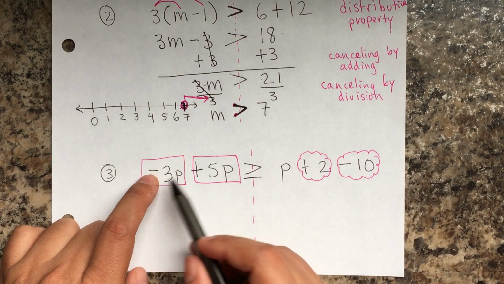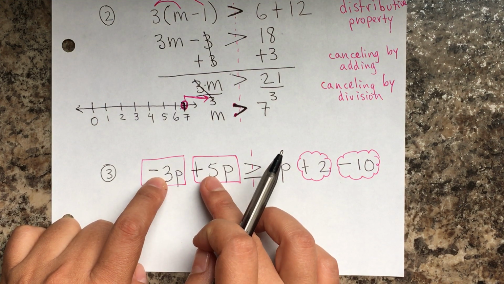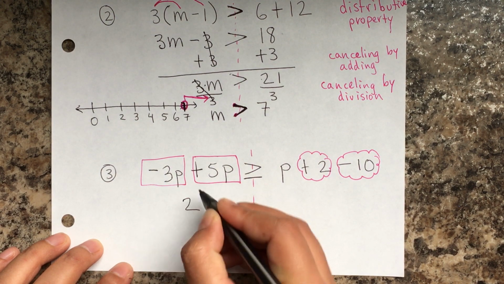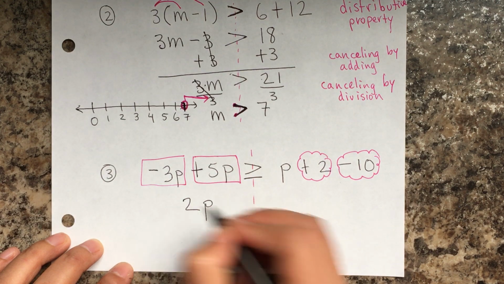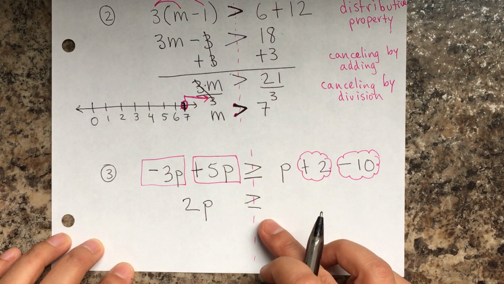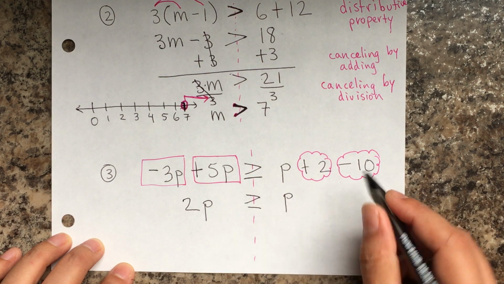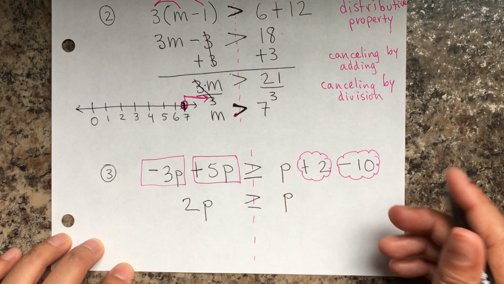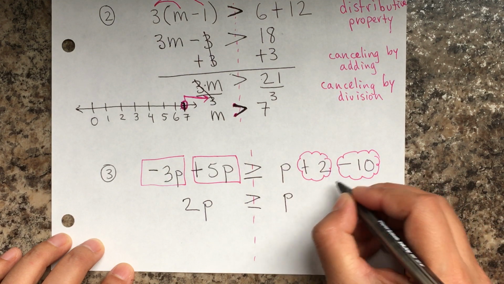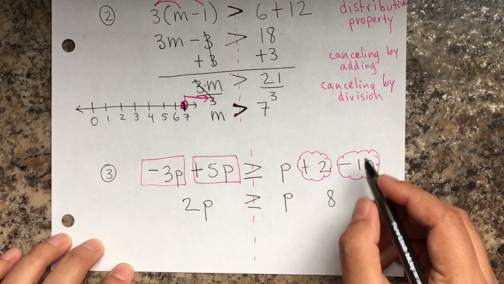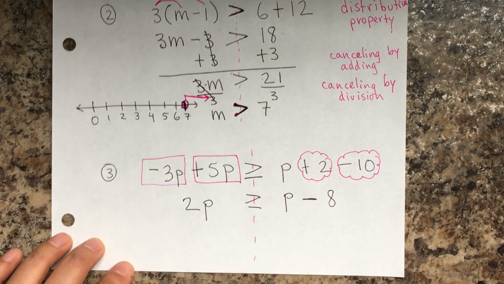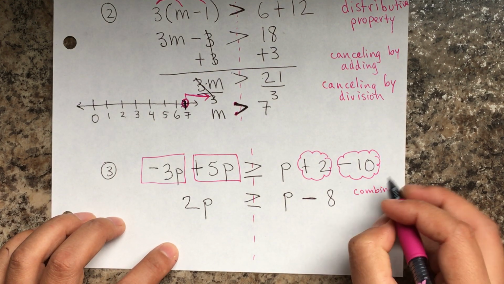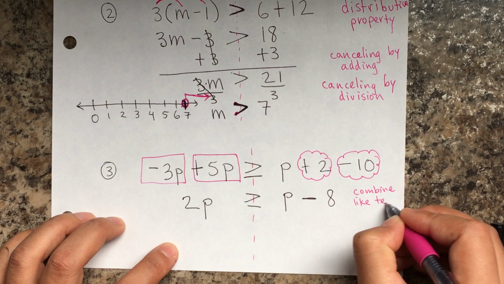Different signs, we subtract and leave the sign of the greater one. So 5 minus 3 is 2, and the greater sign is positive, so it's going to be positive. I'm going to bring down the inequality symbol. And then I have p by itself. Different signs, subtract and leave the sign of the greater one. So 10 minus 2. I always take the bigger one and subtract the smaller one. So 10 minus 2 is 8, and the greater sign is negative, so I'm going to put minus in here. That's combining like terms.